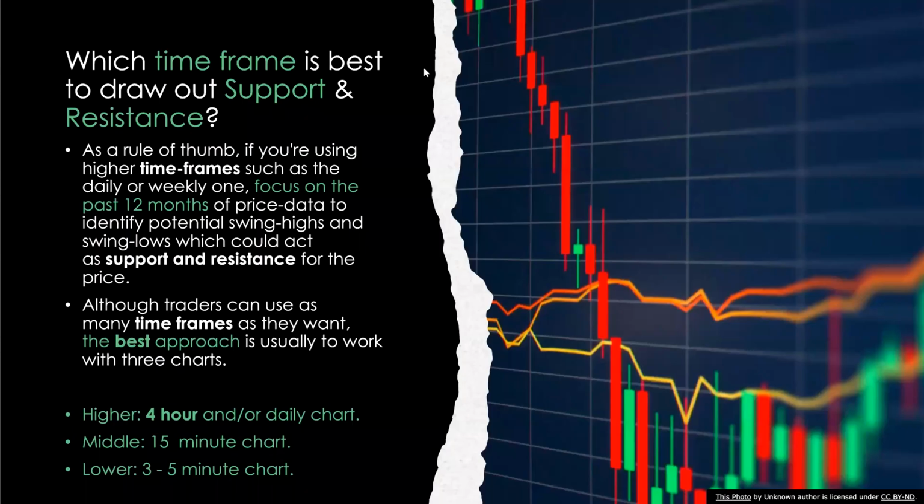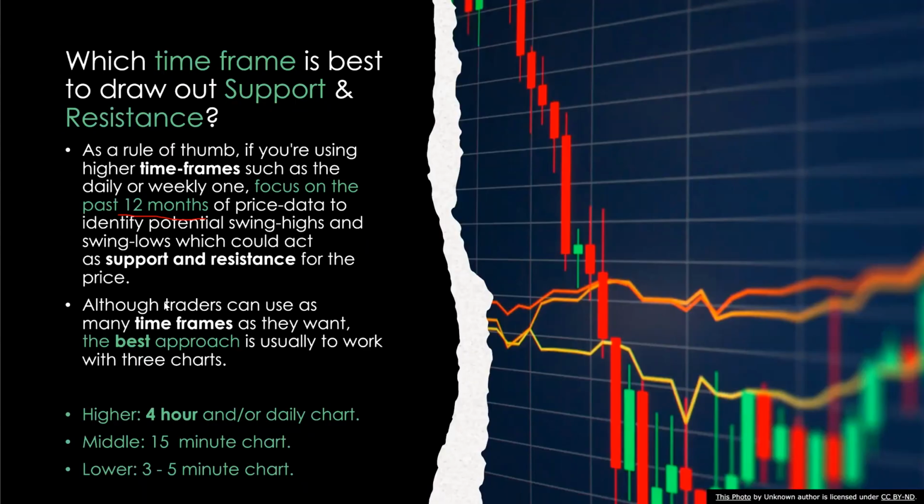Which time frame is the best to draw out S&R? This is a very common question that people ask. So how do I draw out S&R? Well, as a rule of thumb, if you're using higher time frames, such as the daily or weekly one, focus on the past 12 months of data to identify potential swing highs and lows. So if you're doing swing trading, you should be looking at at least a year of good, strong support and resistance data.